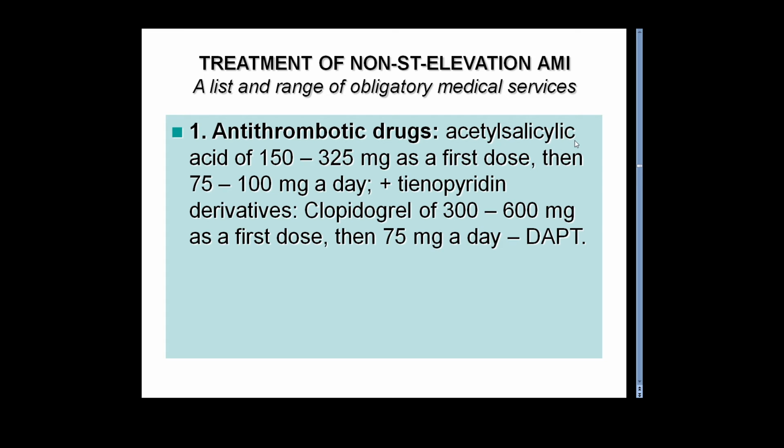except older patients. If your patient is more than 75 years, dual antiplatelet therapy in low doses. First dose acetylsalicylic acid 100 milligrams plus clopidogrel 75 milligrams. Only in older patients for prevention of hemorrhages.